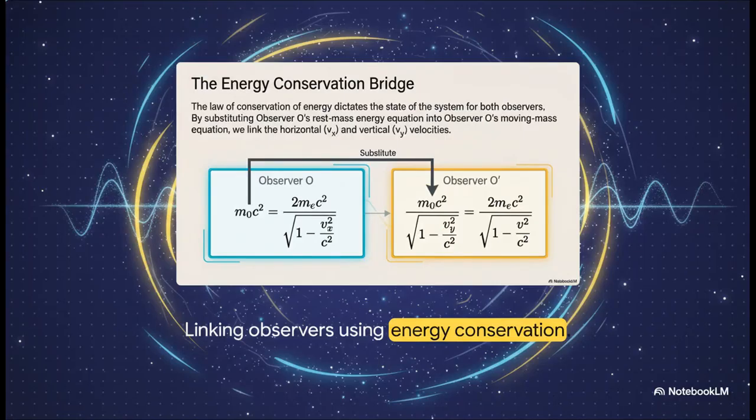Now here is where the absolute magic happens. By applying the unshakable law of conservation of energy to both of these observers, we can construct a mathematical bridge that locks those horizontal and vertical velocities together. See, observer O has an energy equation based on rest mass, while observer O' has one based on moving mass. But because energy absolutely must be conserved across both frames, we can literally substitute observer O's equation straight into observer O''s equation. It's so beautifully simple. We are using the pure, raw physics of energy to force the geometry of space to show its hand.